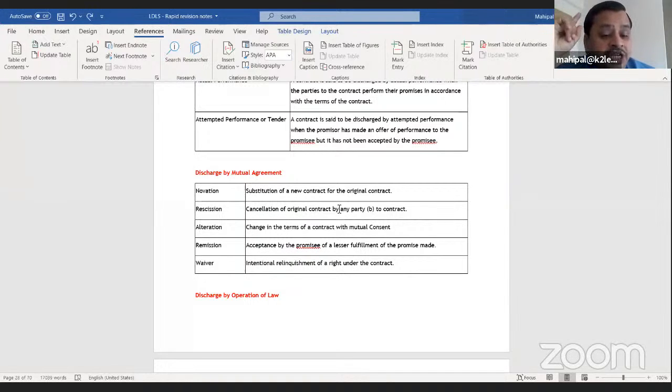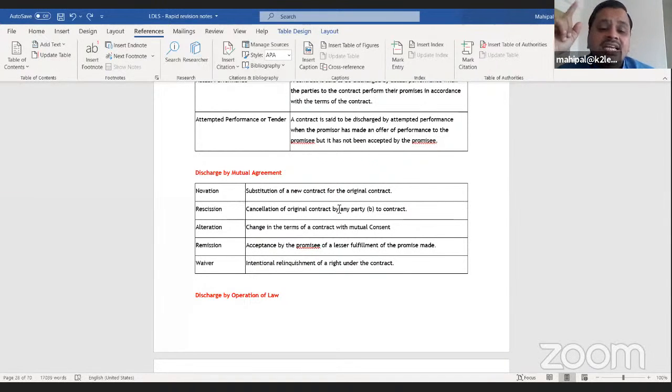Novation means substitution. The term substitution is very, very important. And this substitution should happen before the due date of performance. Substitution of old contract with a new contract before the due date of performance. In novation, there could be novation between the same parties, or there could be a change in the party.